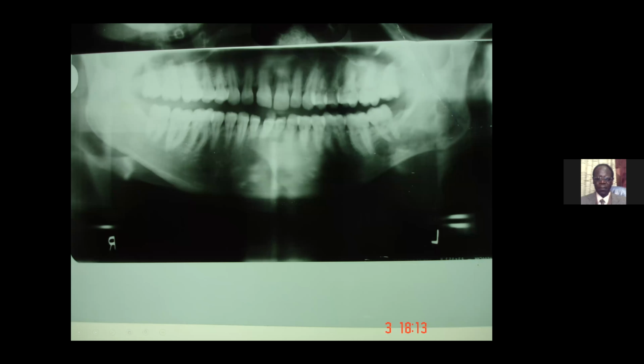This is an image of an OPG, orthopantomogram, where we look at the maxilla and the mandible with the entire set of the teeth. So this is the entire dental formula. And of course, we can look for all pathologies from dental caries to periodontitis to tumors, either of the teeth or involving the maxilla and mandible.